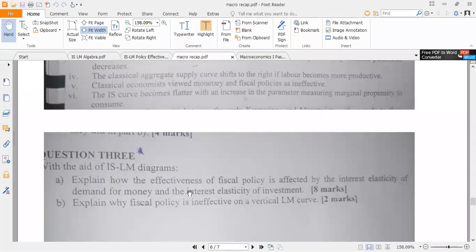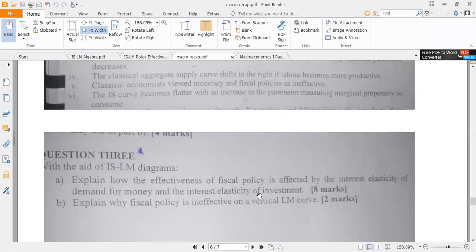Please, a question like this, I'm sure we should be able to deal with this. Explain how the effectiveness of fiscal policy is affected by the interest elasticity of demand for money and interest elasticity of investment. As for that of investment, I'm sure we can do that, right? If investment is more sensitive, it increases the crowding out. If it's less sensitive, it reduces the crowding out, making it more effective.